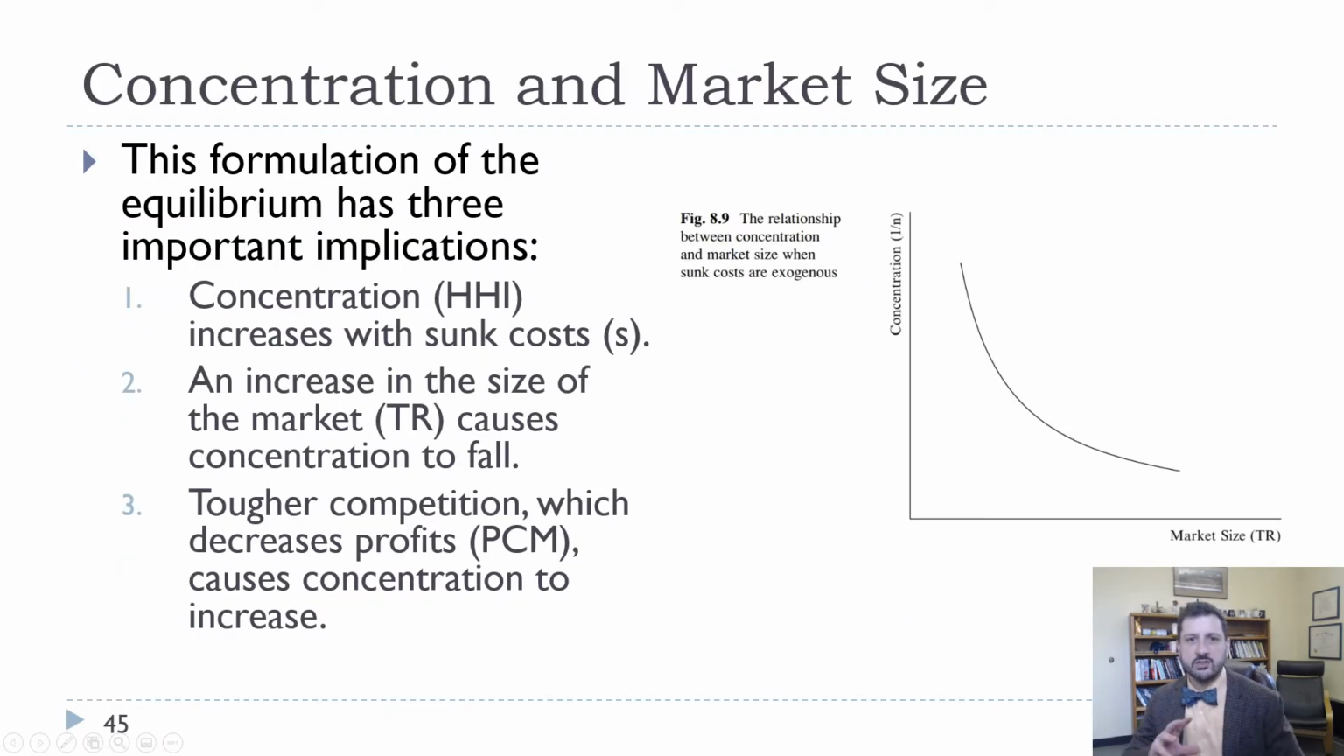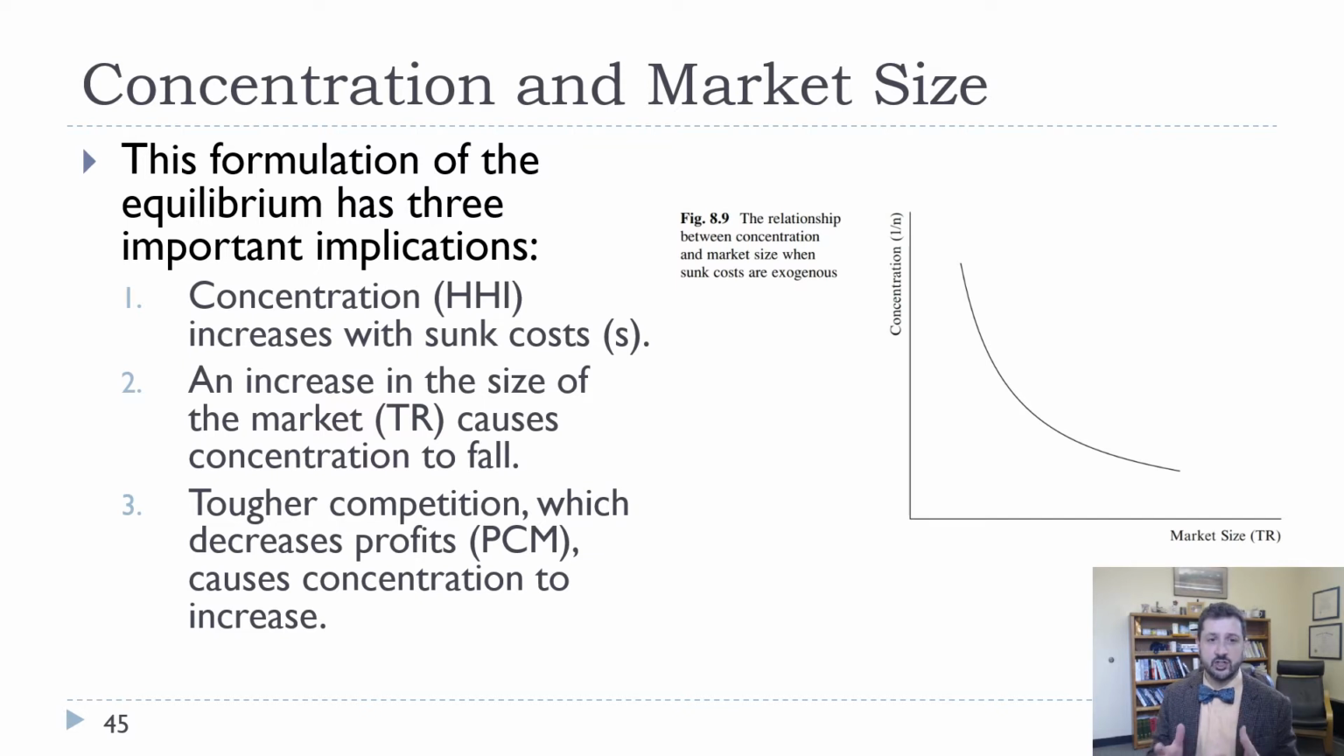So the results in the exogenous case are that as the market size increases, so as that market size gets bigger and bigger, concentration falls. And so we have less and less concentration. Similarly, as the market size gets smaller, we have more and more concentration. We also have that concentration increases with sunk costs. So if there are large sunk costs, we're going to have fewer firms, right? There's going to be a more concentrated market.